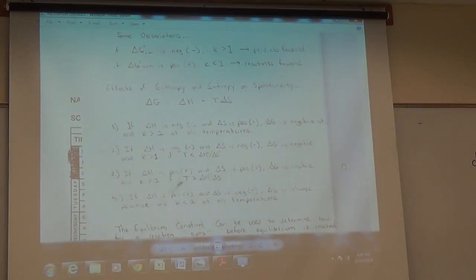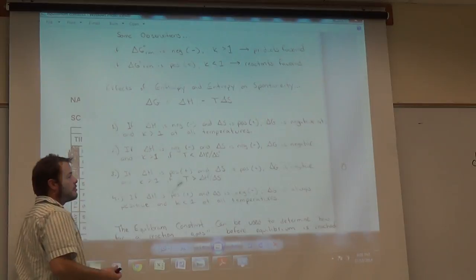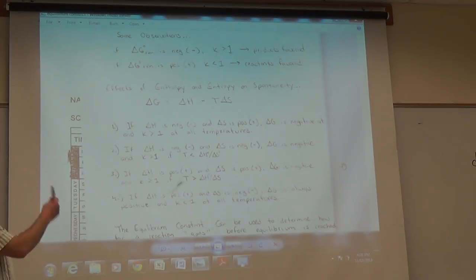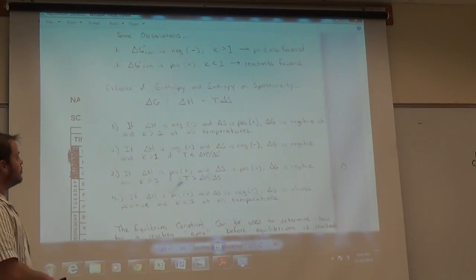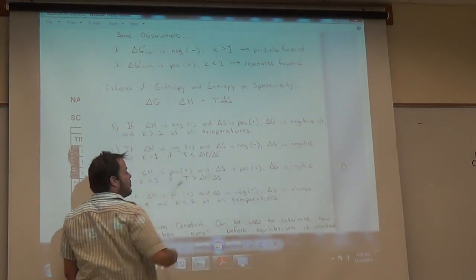If you have a negative delta H, so this is a heat releasing reaction, and you have a negative delta S, then you'll have a negative delta G if your temperature is less than delta H over delta S. Right? So we can solve for that just by establishing delta G as negative and deciding what value of T you'd have to make this negative term greater than that positive term.